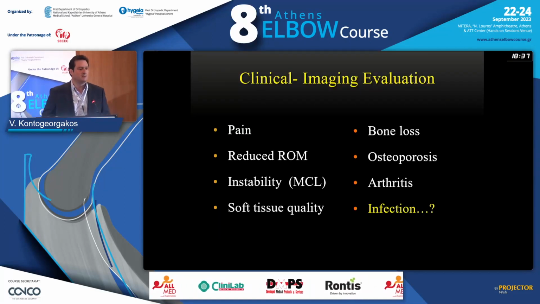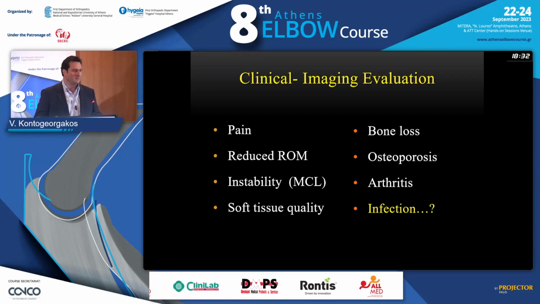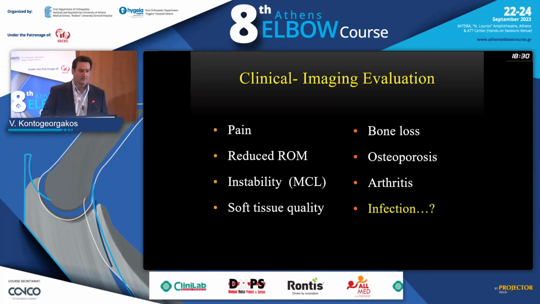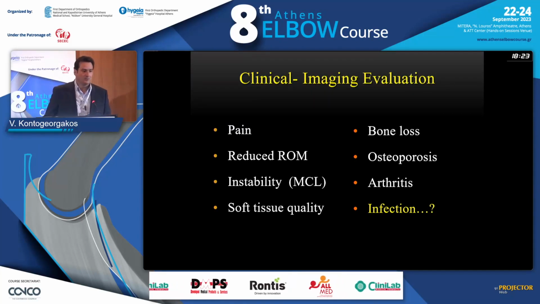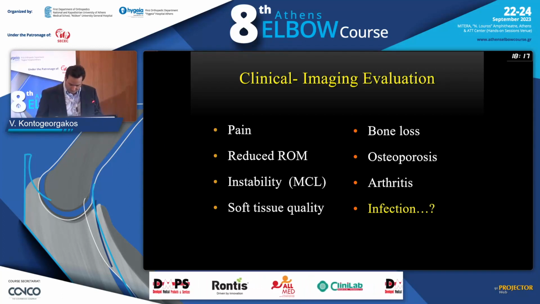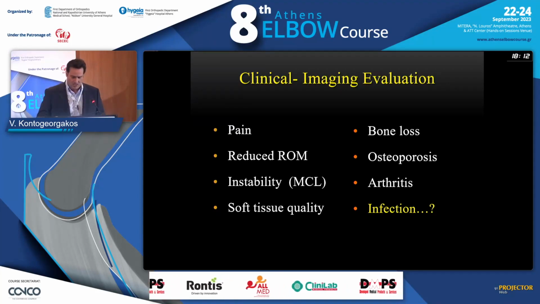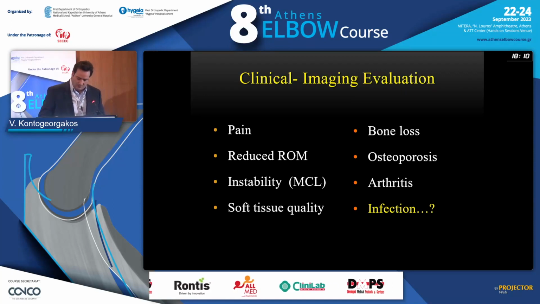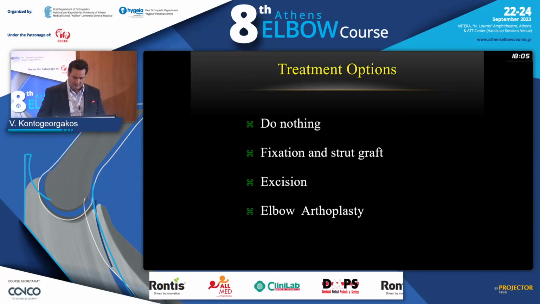When we deal with a patient with a non-union of the proximal ulna, we have to evaluate him thoroughly, clinically and with all the imaging. We need to check for pain, for reduced range of motion. It's important to see if there is instability of the MCL, and of course we have to evaluate the quality of the soft tissue. If there is bone loss, if there is osteoporosis, disused osteoporosis, arthritis, and we have to keep in mind the infection could be subclinical sometimes.